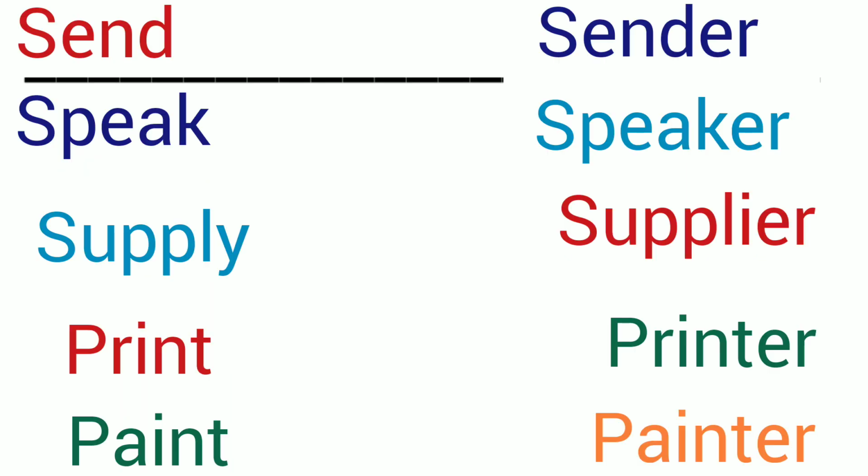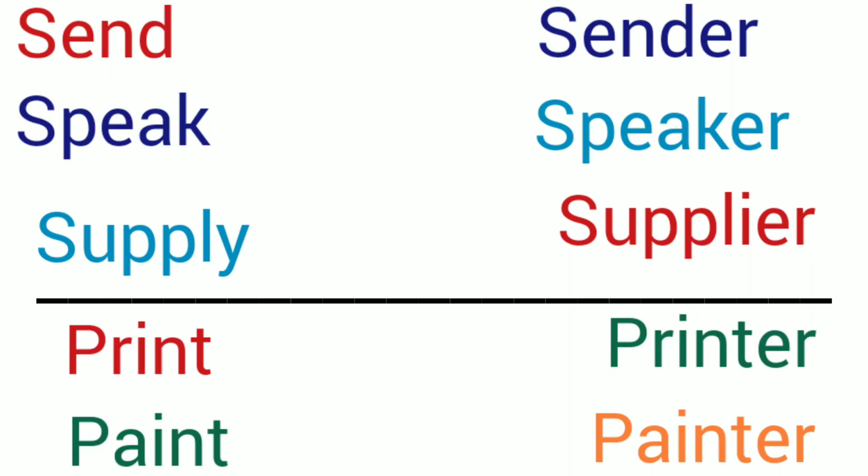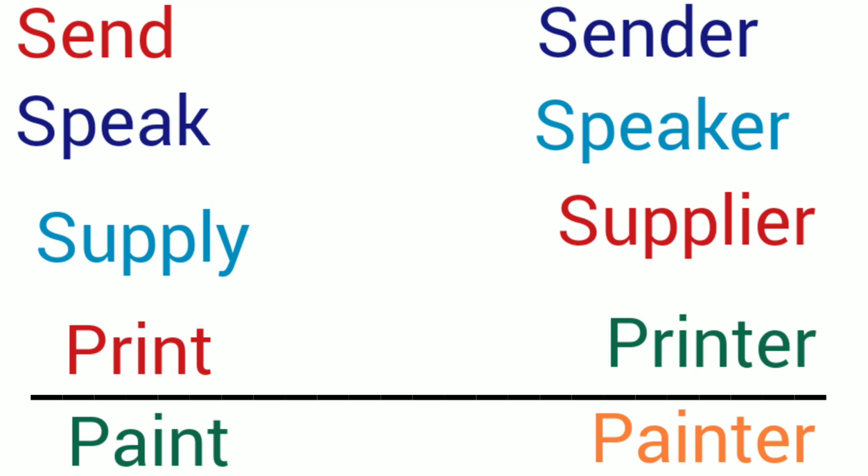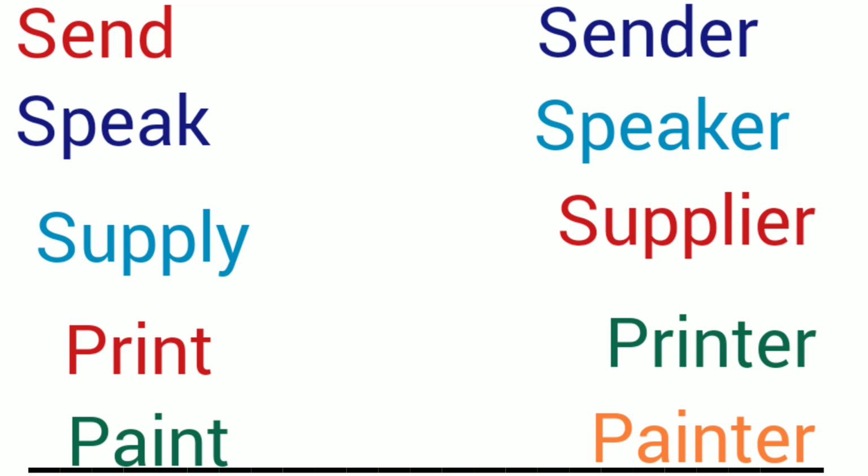So we have a sender does send, a speaker speaks, a supplier supplies, a printer prints, a painter paints. Okay, someone who paints is called a painter. Someone who prints is called a printer. Someone who supplies goods or whatever is called a supplier. Someone who speaks on event or speaks about something is called the speaker. Someone who sends things to people or who sends something to you is the sender. Do you understand now?